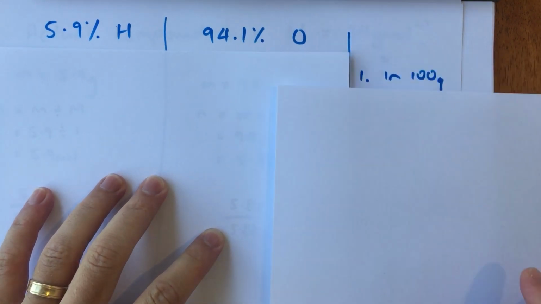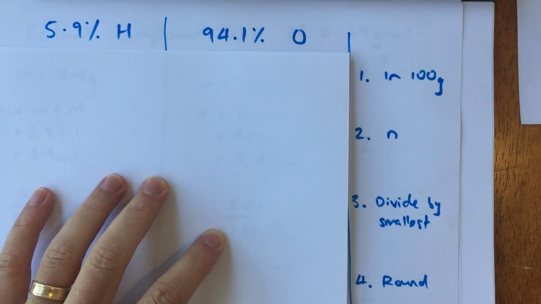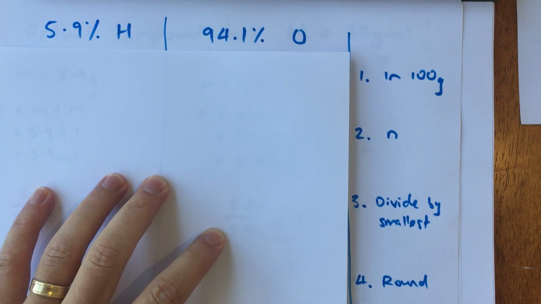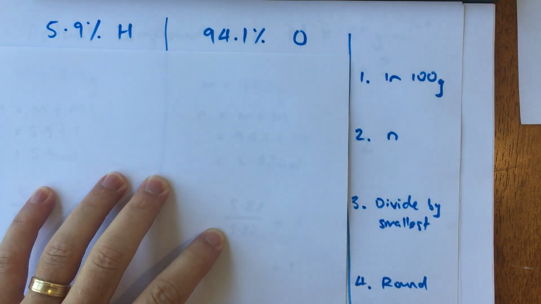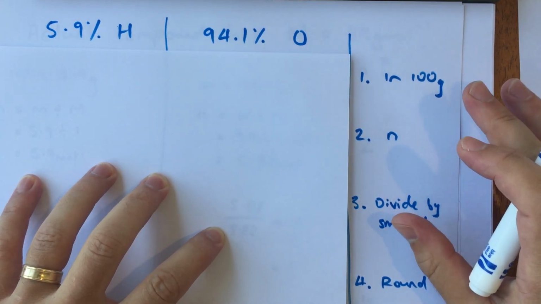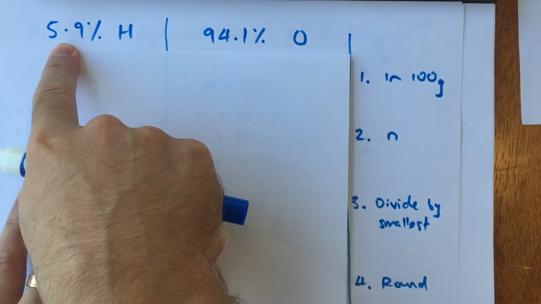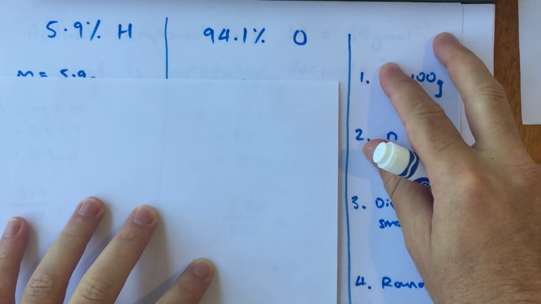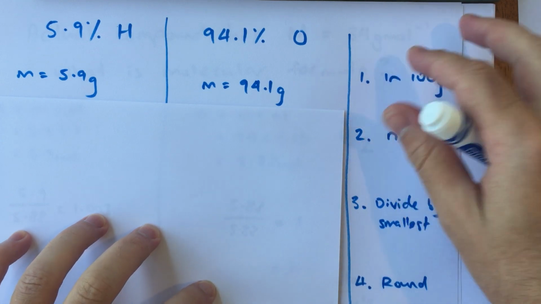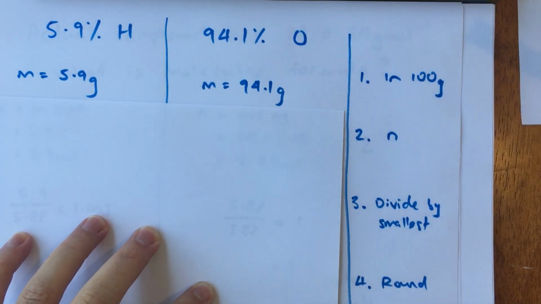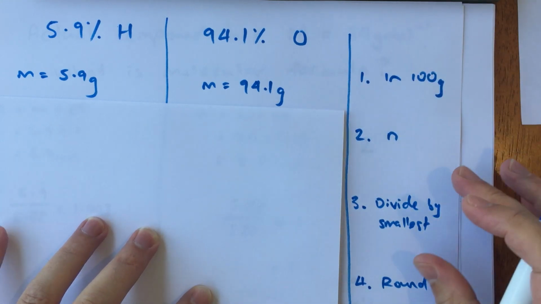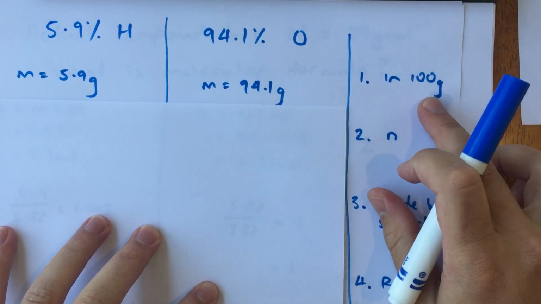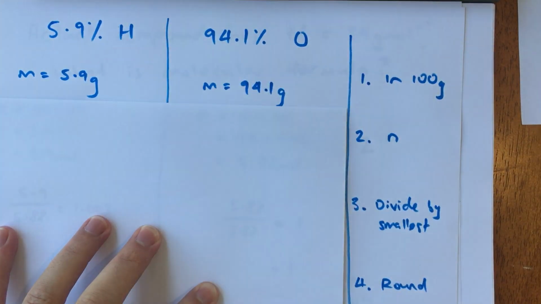So the first step is to assume that we are working with a 100 gram sample. If we are working with a 100 gram sample, that simply means we can take these percentages, because they're percentage by mass, and we can turn them into a mass. If I have 100 grams and 5.9% of my 100 grams is hydrogen, then 5.9 grams is hydrogen. If I have a 100 gram sample and 94.1% of it is oxygen, then I have 94.1 grams of oxygen. So that's the first step. Assume you have 100 grams and convert your percentages into masses.